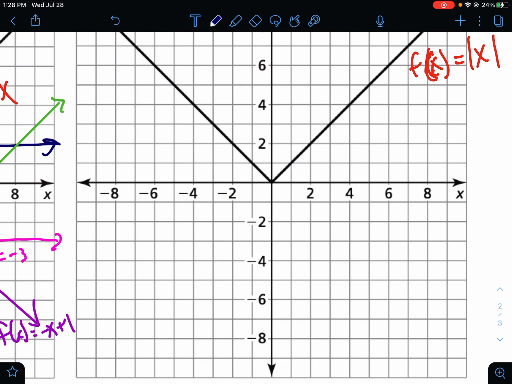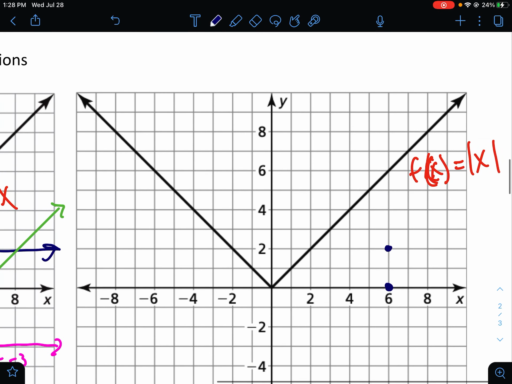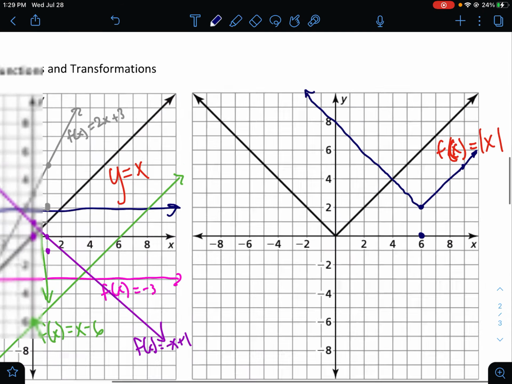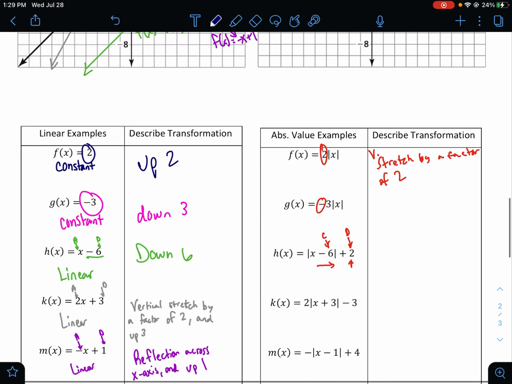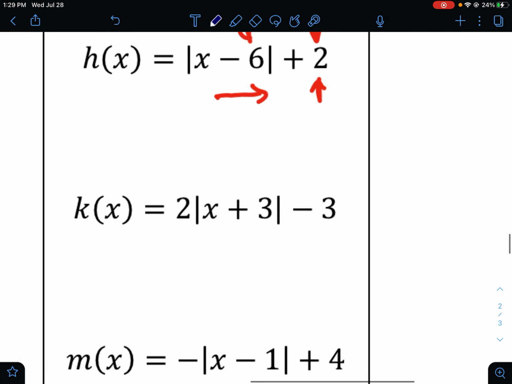Let's make this a different color. Right 6 is over here. Up 2 goes right here. So now I have exactly the same V, just going over 6 and up 2, like that. Actually, that goes out there, but I just don't want to run into it. That's to the right 6 and up 2.